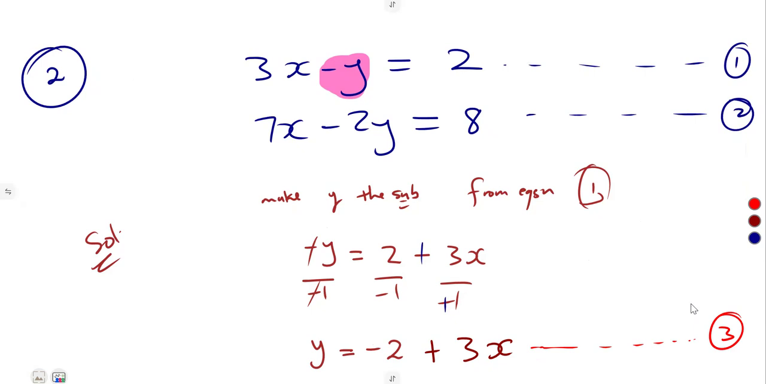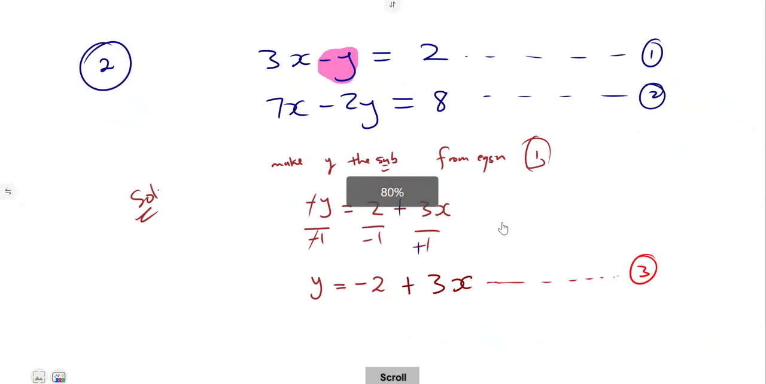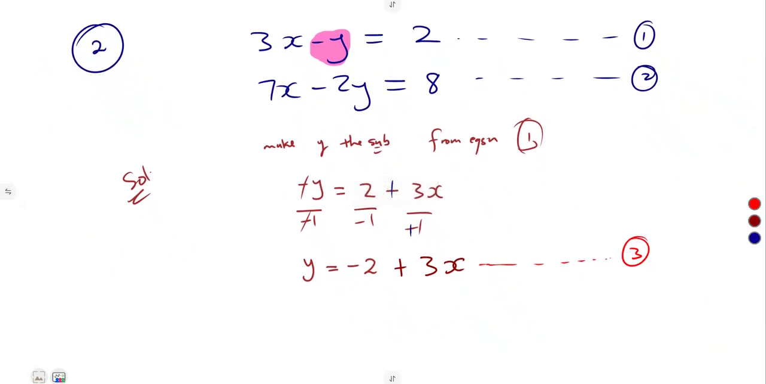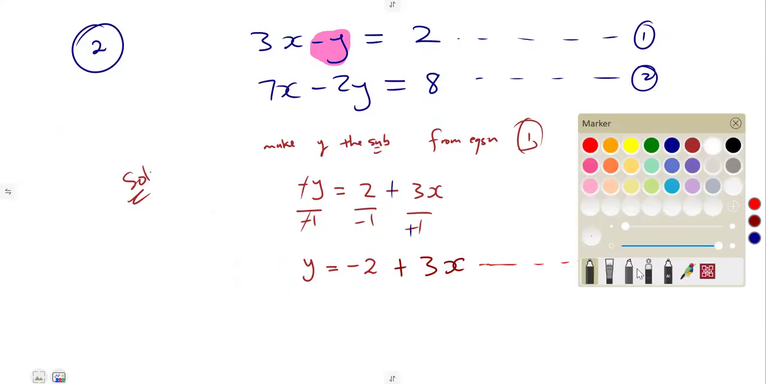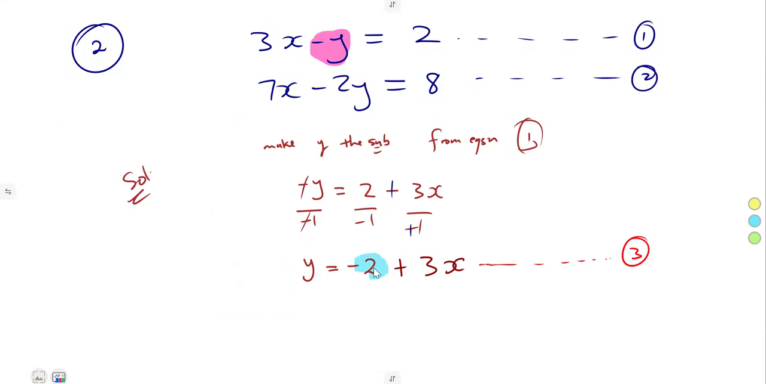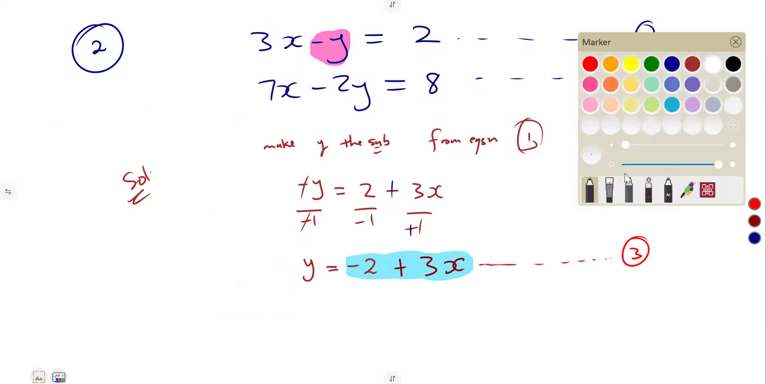You made y the subject from equation 1. You must substitute it into another equation, not from equation 1. So we substitute back into equation 2. Whatever we have, which is y is equal to what? Let us take this: y is equal to minus 2 plus 3x. Substitute this in equation 2. So this is what you're going to have.